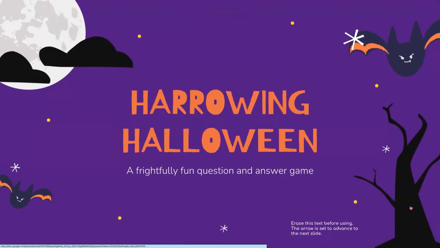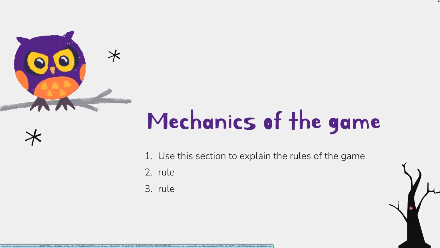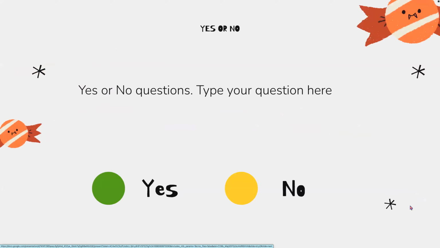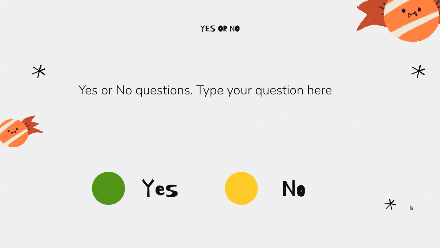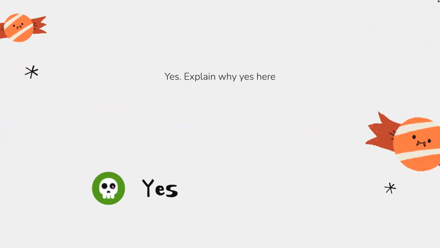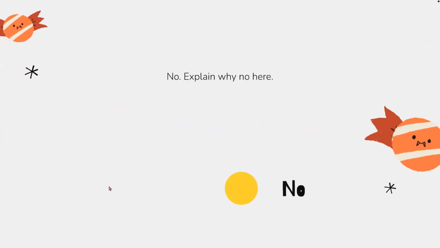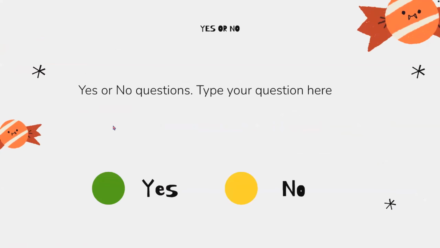The tree in the bottom right corner is how you navigate forward. This is the mechanics of the game, meaning this is where you're going to explain your rules to the game. The first question type we have is yes or no. You will type your question right here, and if this answer is yes, it's going to take them to the yes slide and explain.